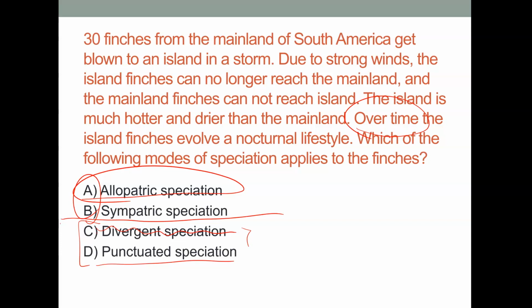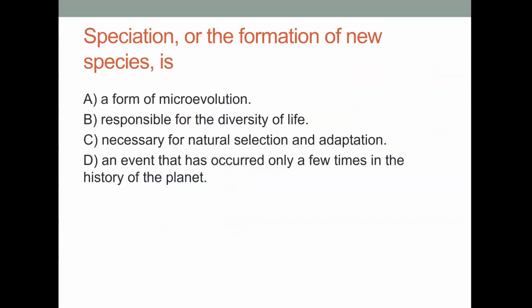All speciation is divergent, and punctuated speciation is something that occurs very rapidly, a quick change over a short period of time, evolutionarily speaking, as opposed to a gradual speciation model.